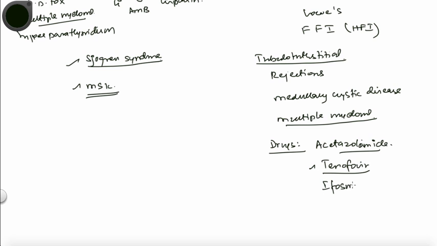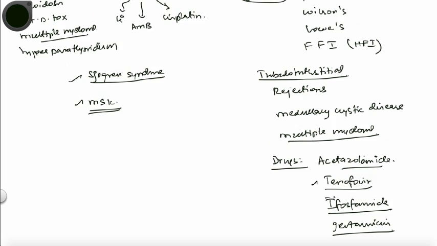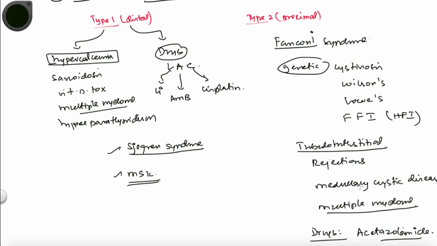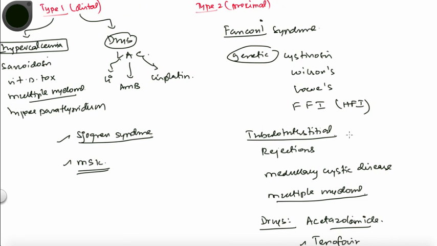Other drugs like ifosfamide, again sorry for the spelling, and also drugs like gentamicin can cause the proximal RTA picture. These are essentially the causes of proximal and distal RTA, and do not forget these causes. As a recap, type 1 distal RTA: hypercalcemia, certain drugs, Sjogren syndrome, and medullary sponge kidney. And type 2, the proximal RTA, especially the Fanconi syndromes. Everything except acetazolamide comes under Fanconi syndromes.